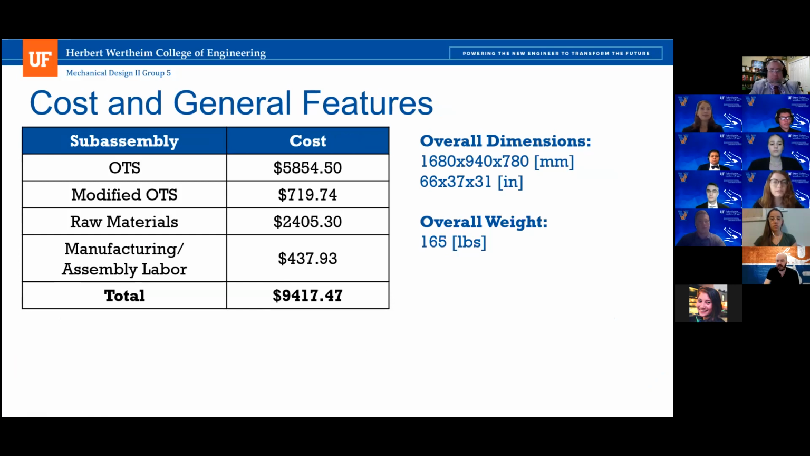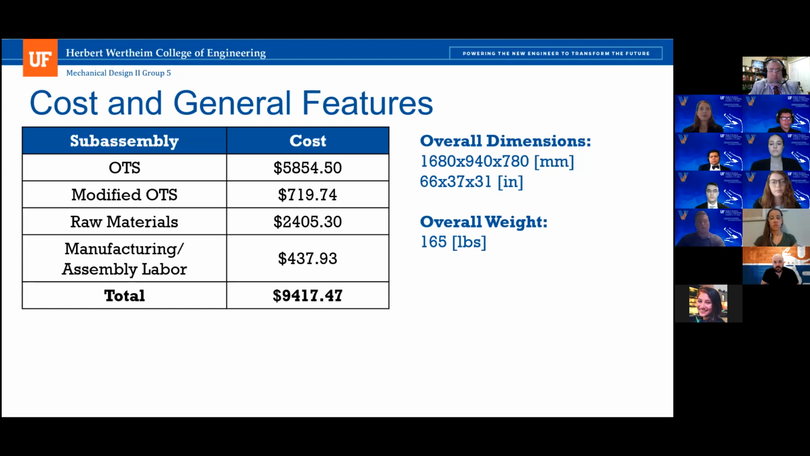The total cost to produce our bioreactor was split into four categories. Beginning with the OTS parts cost, the approximate cost was about $5,854. The modified OTS part cost was $719. The raw material cost for manufacturing was $2,405. And the manufacturing and assembly labor cost was about $437. This sums to a total cost of $9,417.47, which is under the $10,000 budget.